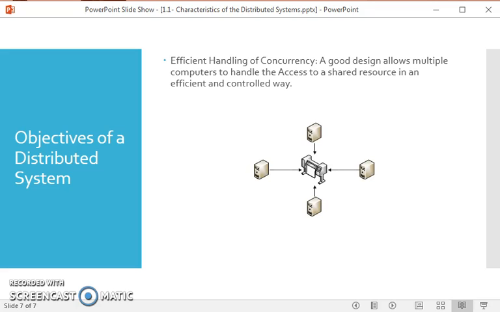For example, let's say that we have 4 computers that need to use a scanner. Using an efficient and well-planned distributed algorithm, one computer can use the scanner for a specific time. Then, as soon as this computer stops using the scanner, another computer can start using that same scanner. And they take turns, one at a time, to use that shared resource. When this computer stops using that shared resource, it frees it up, and so another computer can use it. And once this computer stops using it, it leaves the device available for the last computer to use that same shared resource. So basically, this is the last objective of a distributed system: an efficient handling of concurrency.